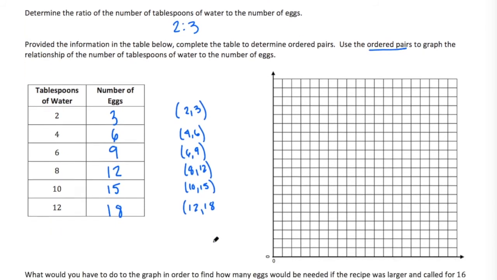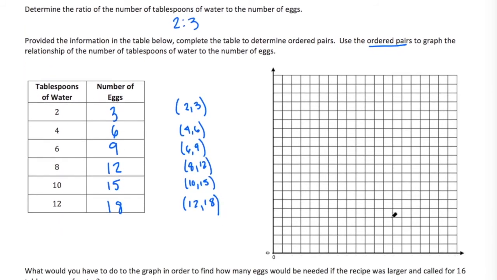Great. Well, we have some graph space over here that we can also show it in a graph. So a little bit tough to squeeze it in here, but we're going to put the tablespoons of water down here. Tablespoons of water. That's our x value. This one doesn't really play to having an extremely clear independent dependent, but since the table was tablespoons of water, then number of eggs, that's going to be our x and our y.